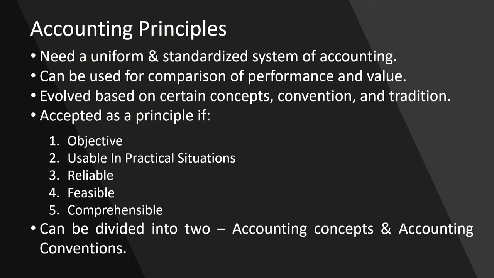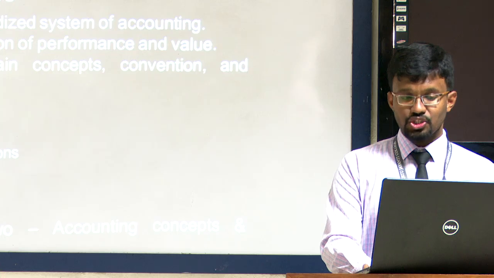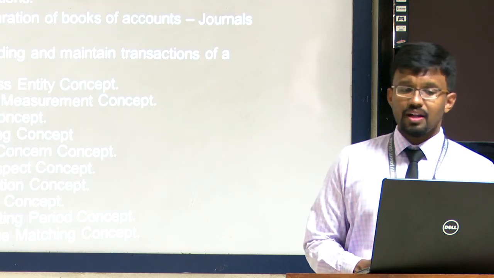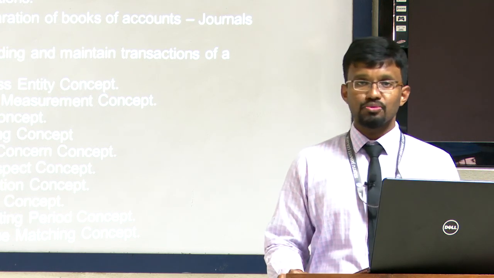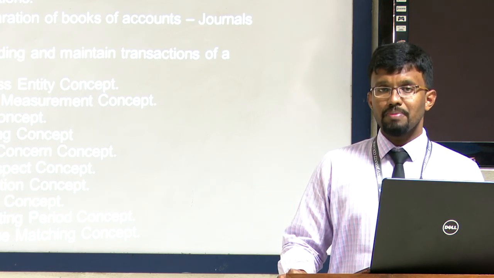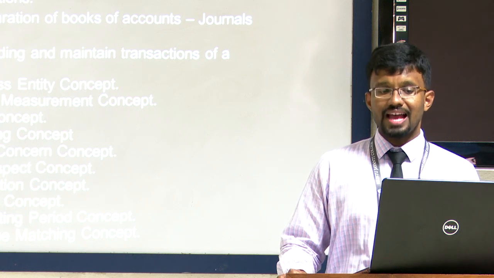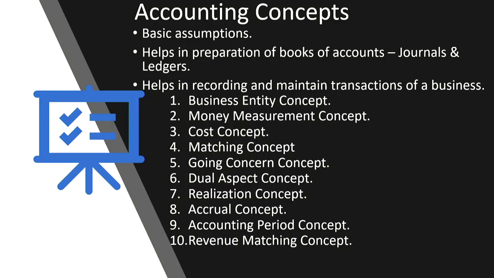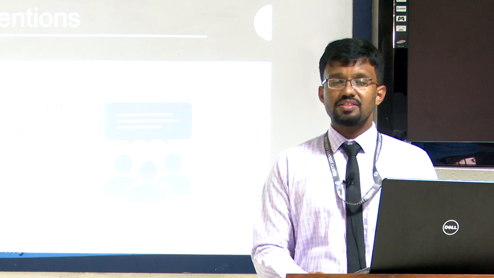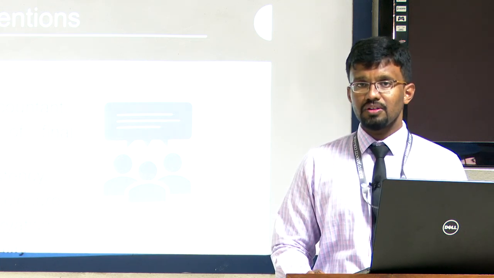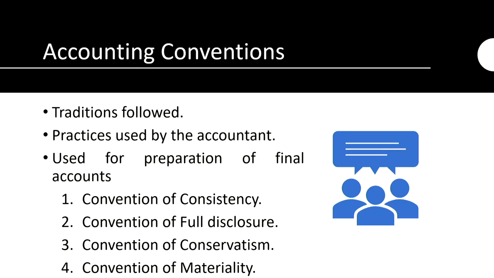Now, accounting principles can be broadly classified into 2. We have accounting concepts, and then we have accounting conventions. Accounting concepts are a set of assumptions which are given to the accountant to maintain books of accounts, namely journals and ledgers. There are around 10 accepted accounting concepts, and now we will look at the accounting conventions. Accounting conventions are a set of best practices which are given to the accountant to prepare books of accounts. So please remember, accounting concepts are assumptions and accounting conventions are a set of best practices.